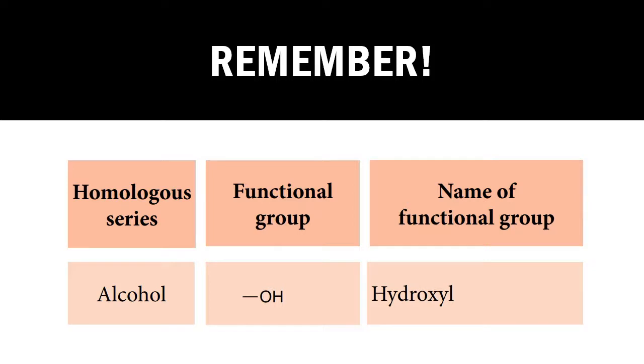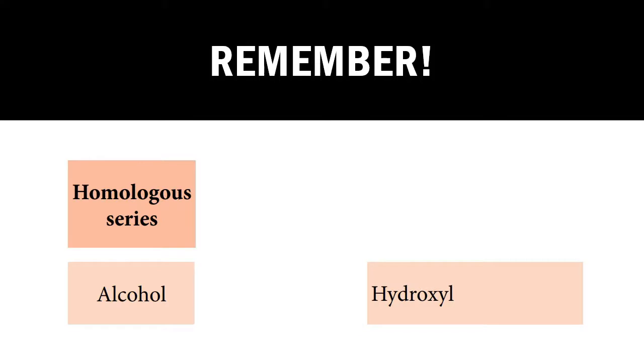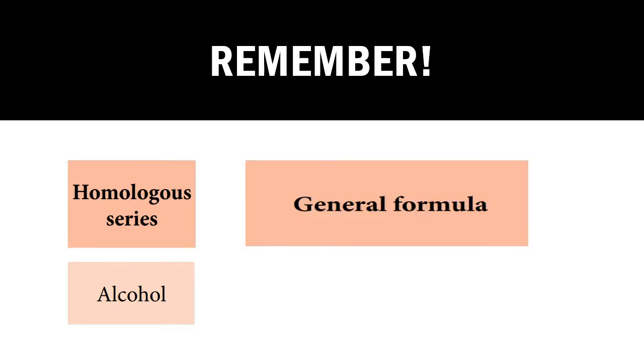The most important thing students always make mistakes on is the general formula. When you are writing the general formula, most students forget to write n equals 1, 2, 3 and so on. So don't forget, you have to write the n.